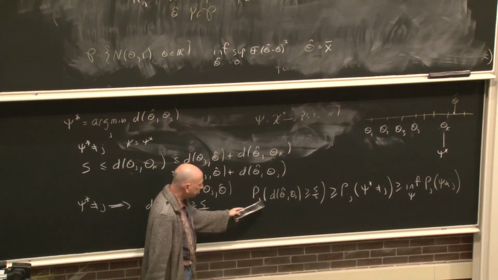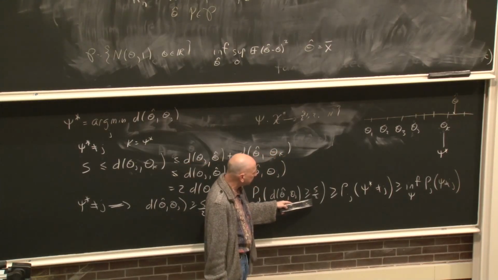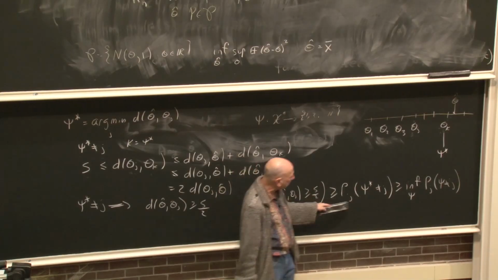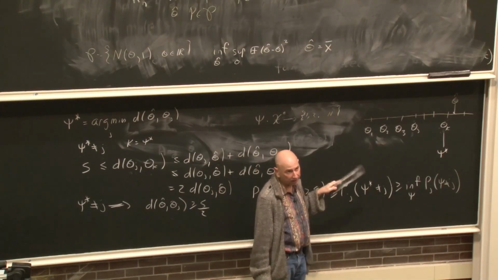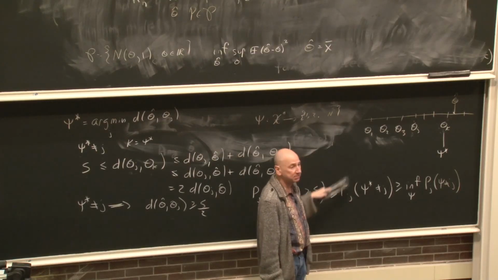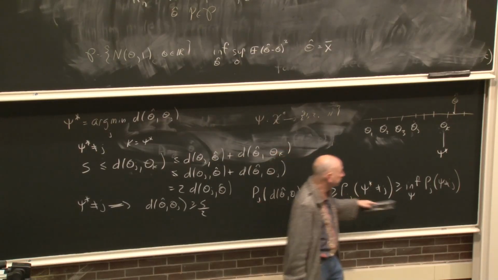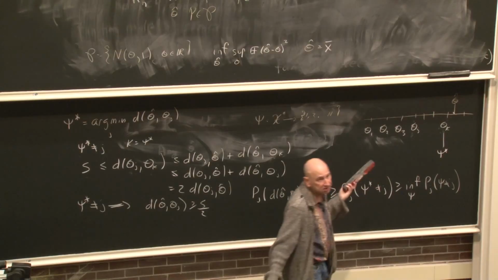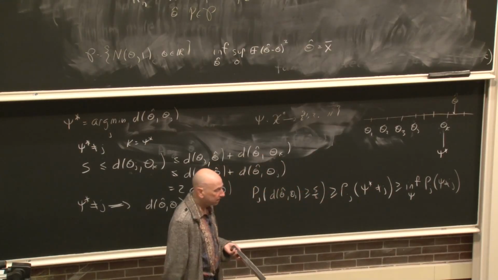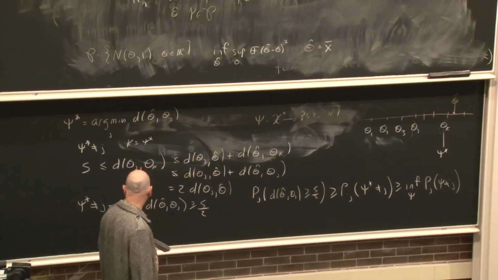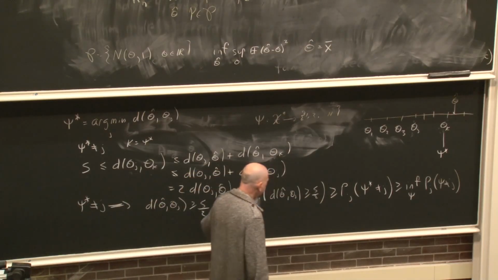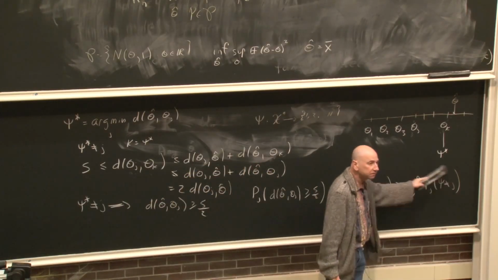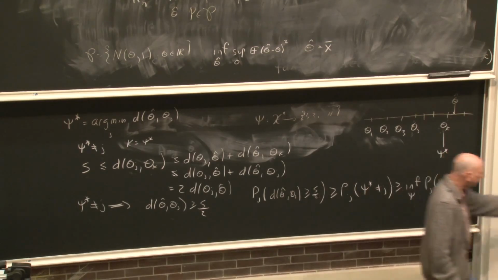The probability that your estimator is at least s over 2 away from the truth is bigger than or equal to the probability that your test is wrong, that your test makes an error, that it picks the wrong guy out. The probability that your test makes an error is certainly bigger than or equal to the best test, whatever that is, that minimizes the error. So this was all a long-winded way of saying that this probability is bigger than or equal to this, which I'm going to now insert into here.